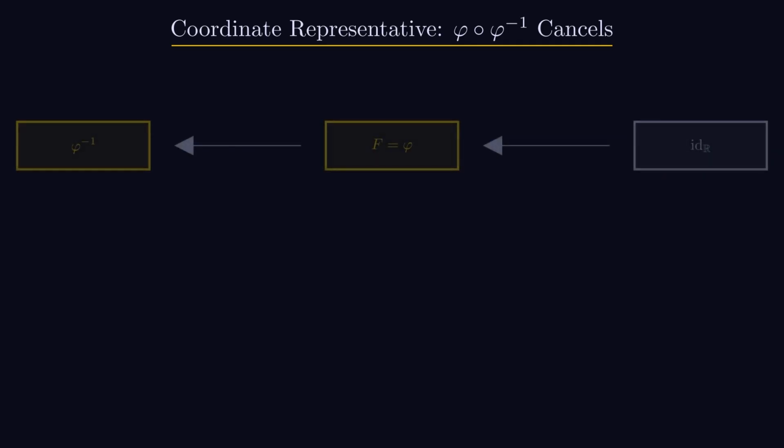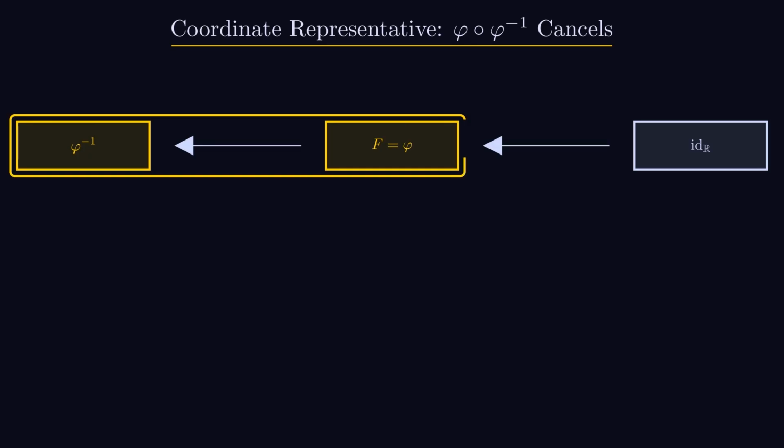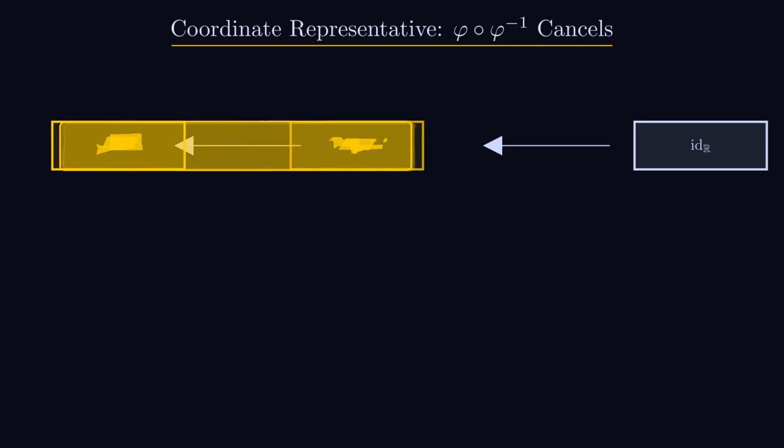The coordinate representative of F is the composition: target chart, then F itself, then source chart inverse. With source chart phi and target chart the identity, this gives the identity composed with F composed with phi inverse. Since F equals phi, the chain reads phi inverse, then phi, then the identity. The first two boxes, phi inverse and F equals phi, sit adjacent in the chain. Phi inverse followed immediately by phi is the composition phi composed with phi inverse, which equals the identity on R. The cancellation is complete. The pair collapses to a single identity box.